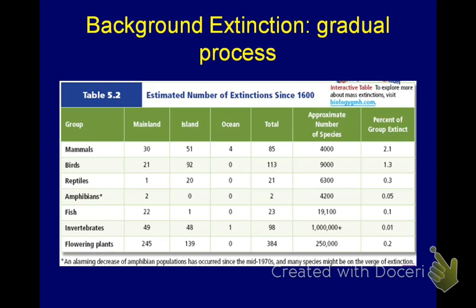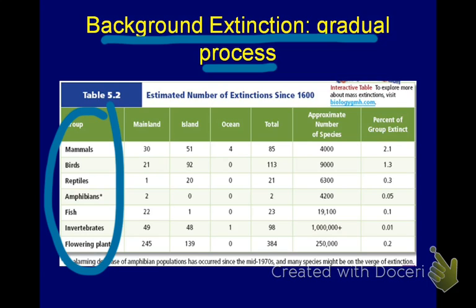Background extinction is one way that biodiversity is lost. Background extinction is a gradual process that happens a little bit at a time. In recorded history, the number of extinctions since 1600 are listed in this table here. They go with the groups here, and then the different areas here: mainland, island, ocean, total. And what you see is that the greatest percentage of extinction is mammals.